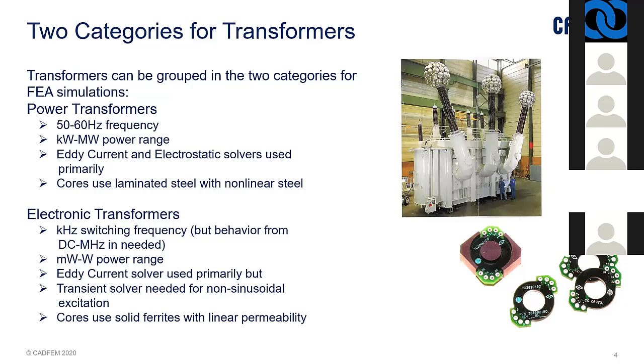So you can simply understand the difference between power transformers and electronic transformers. The materials used in electronic transformers are solid ferrites, which are linear permeable materials. So this is the basic difference between the power transformers and the electronic transformers. And hand over to Thanakos.